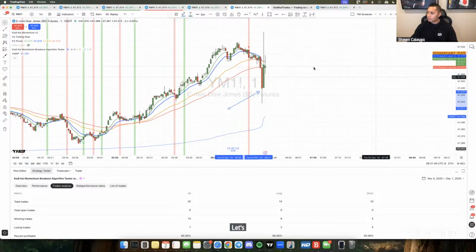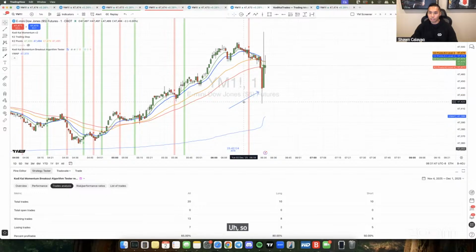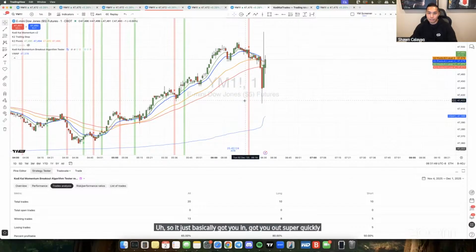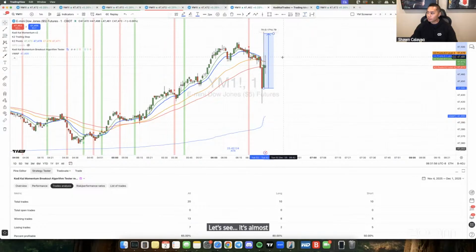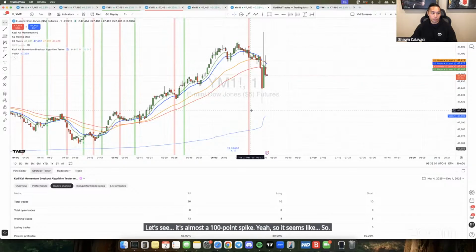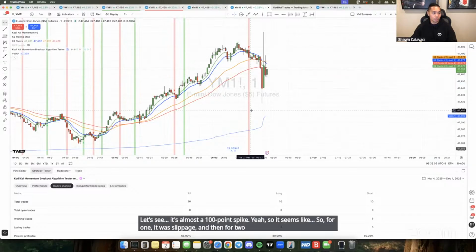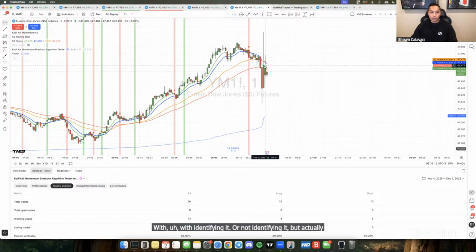Let's see. Rev said it didn't show that it hit my TP line. So it just basically got you in and got you out super quickly, right? I think it's because of the volatility of this candle. Let's see, it's almost a 100 point spike. So it seems like, for one, it was slippage, and for two, it was also NinjaTrader just being really slow with identifying it, or not identifying it, but actually showing your trade on the chart, right?